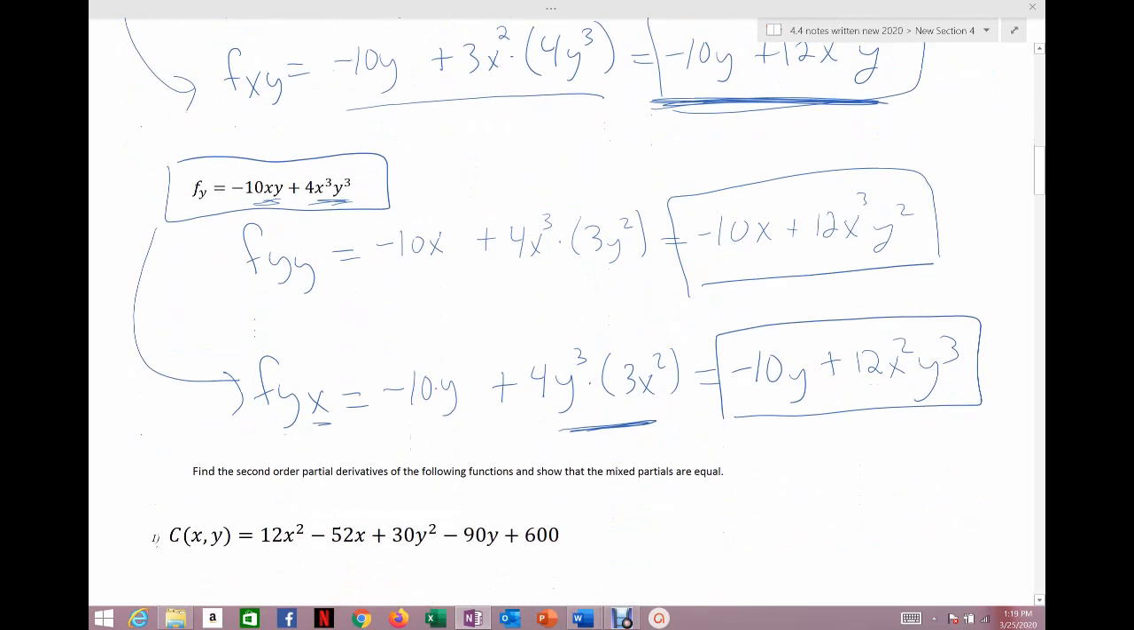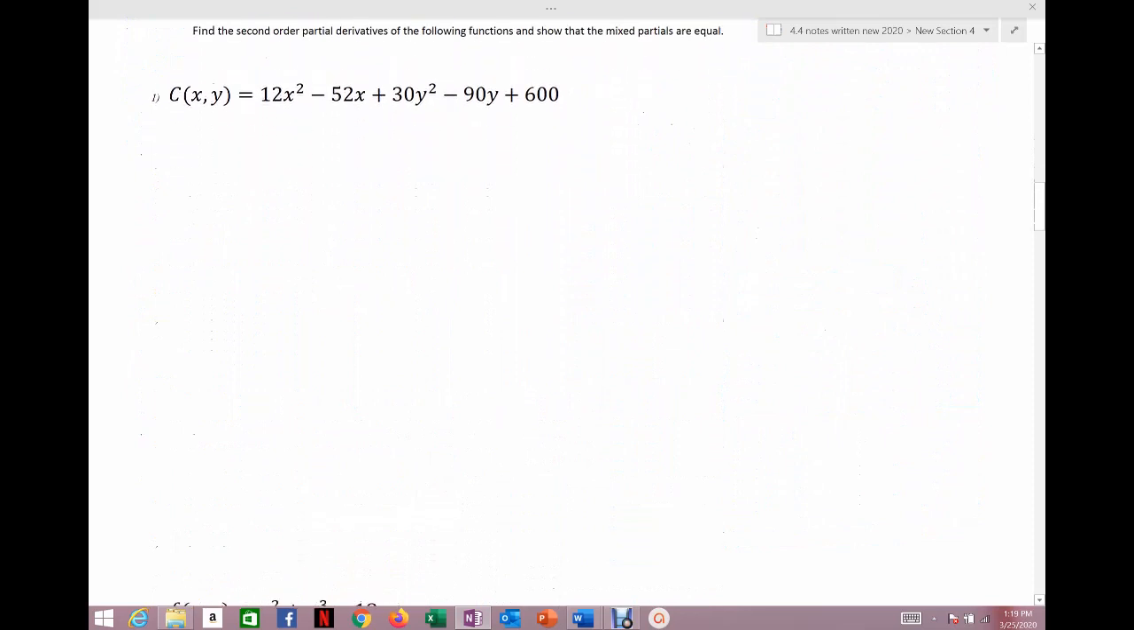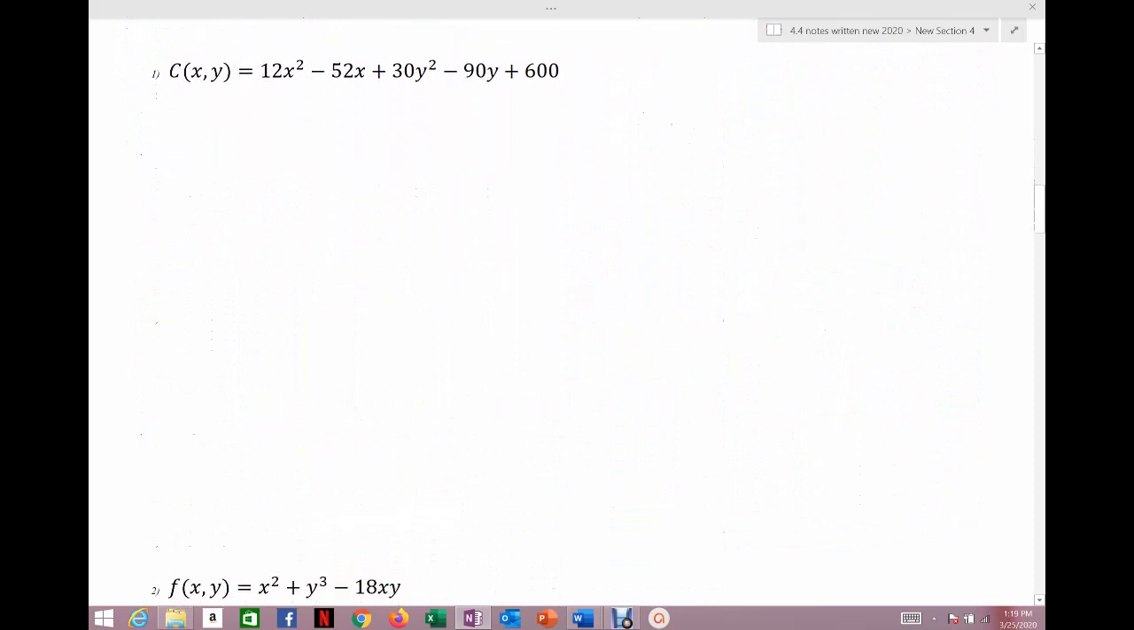Alright, so the next example. This one we're going to find all of them. Find the second order partial derivatives of the first function. And this one, I didn't give you the first derivative, so we actually have to find 6 derivatives altogether. The first thing I have to find is my first derivatives. Those are my first derivatives.